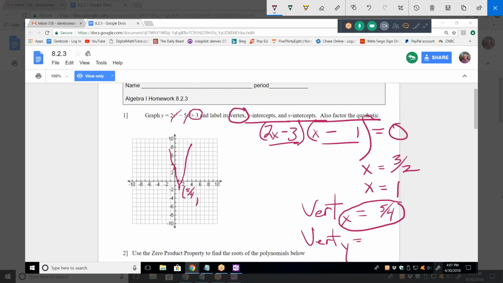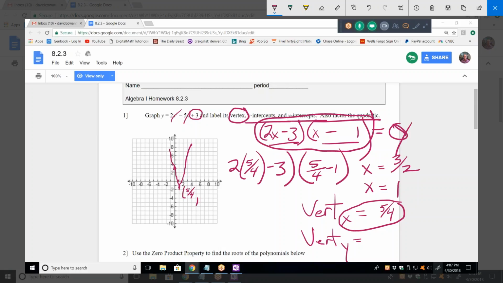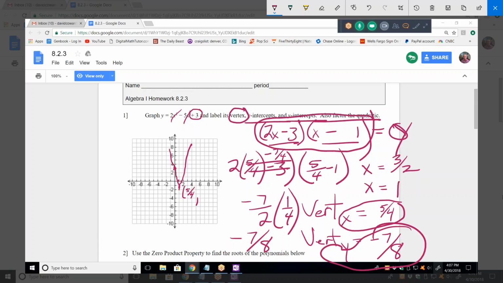In other words, this right here is the equation of this parabola. So if I know the x value, I also know that it's equal to y. So if I plug in 5 fourths, I get 2 times 5 fourths minus 3 times 5 fourths minus 1. Well, what does that give me? 5 fourths minus 3 is minus 7 fourths. So that gives you minus 7 halves times 1 fourth, minus 7 eighths, is the y coordinate of the vertex. Now we've answered everything. The coordinate of this vertex is 5 fourths, comma, minus 7 eighths.